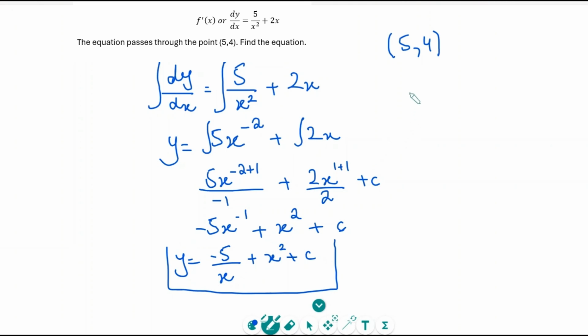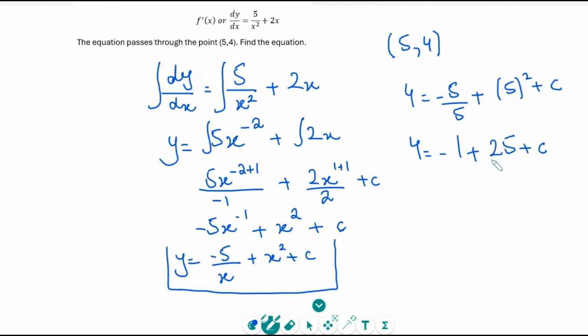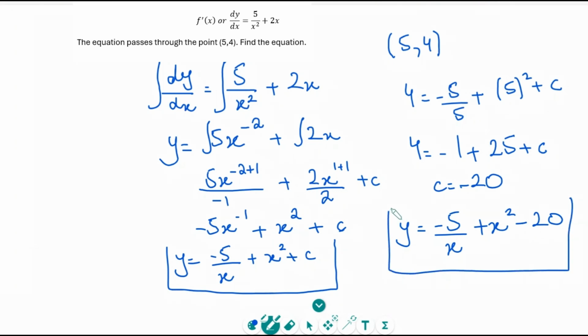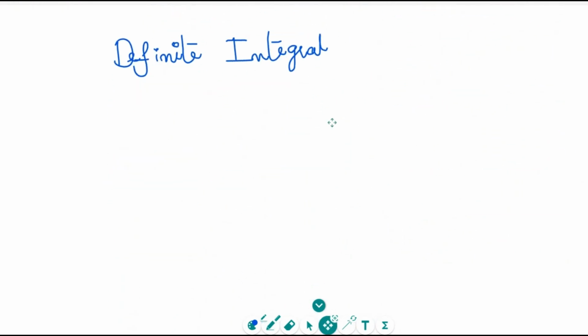So in place of y, I'm going to write 4, and in place of x, I'm going to write 5. That's 5 squared plus c. 4 equals minus 1 plus 25 plus c, that's 24 plus c. Take away 24 on both sides, c gives you minus 20. So the equation now becomes y equals minus 5 over x plus x squared minus 20. Whenever you have to find c with an indefinite integral, you would have a point given that you can plug in to find c.